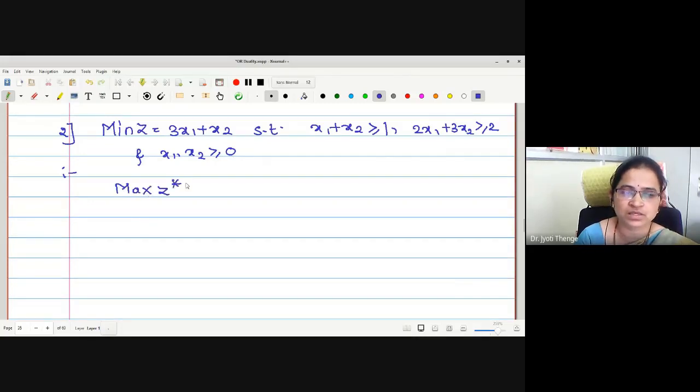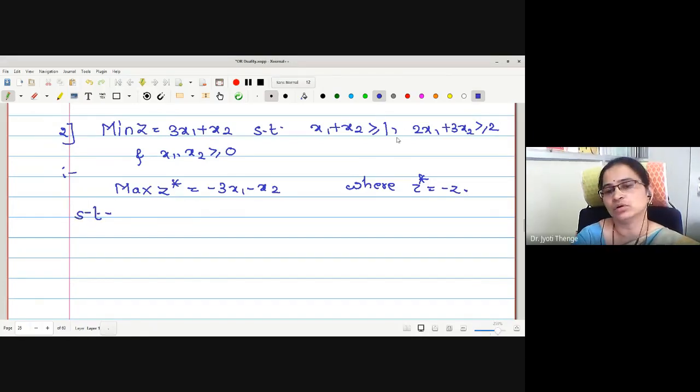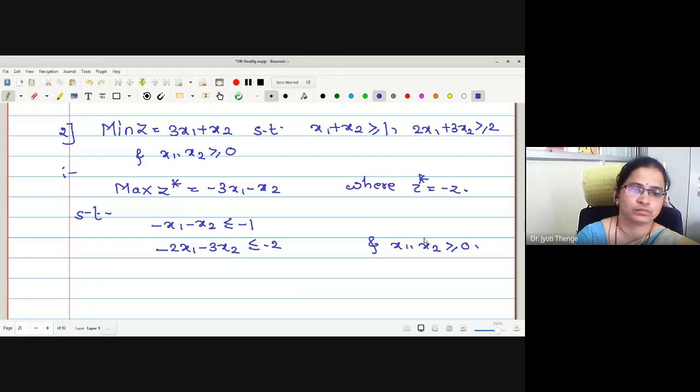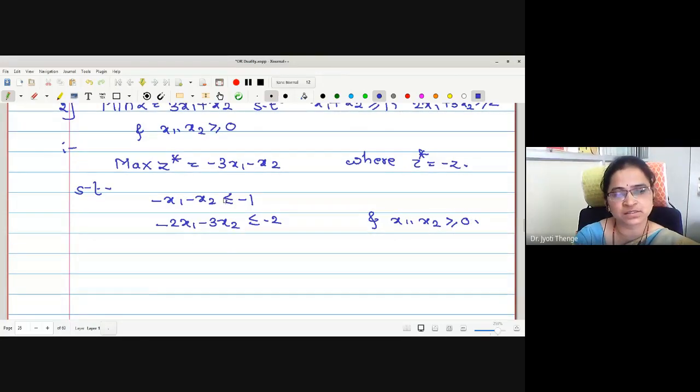Let me write this as maximize z star equal to minus 3x1 minus x2, where z star is minus z. Subject to: now what we have to do? We have to convert this greater equal constraint to less equal. Minus x1 minus x2 less than or equal to minus 1, minus 2x1 minus 3x2 less than or equal to minus 2, and x1, x2 greater or equal to 0. Then what will be my next step? Convert those inequality constraints to equations. Here, as the inequalities are in less equal form, we will add slack variables.